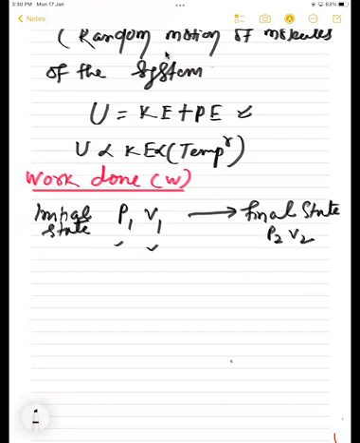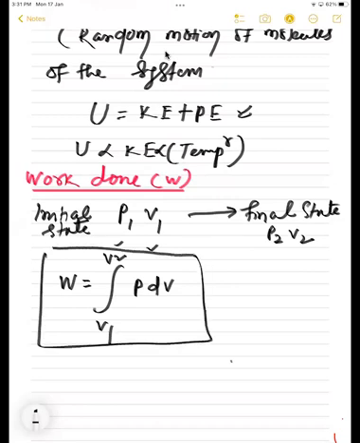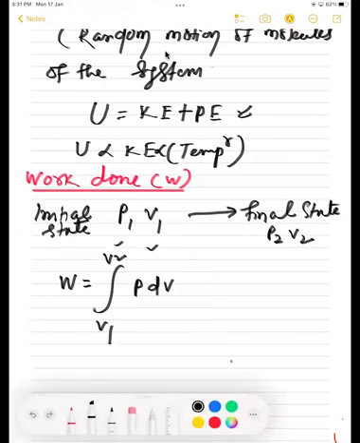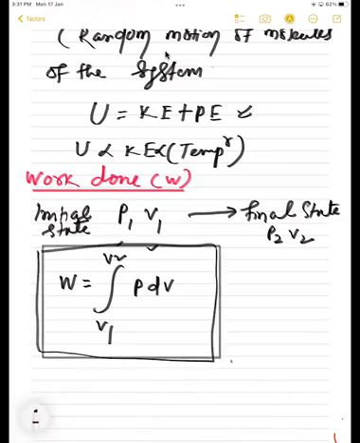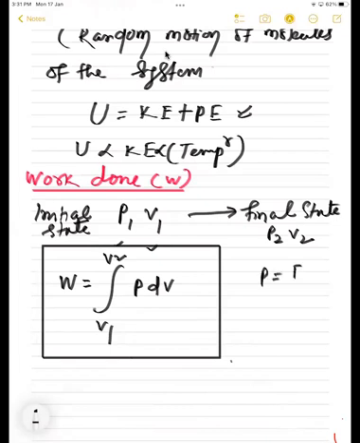The work done by the system on the surroundings is obtained by W equal to integral of P dV from V1 to V2. You can also prove this: how pressure multiplied with volume will be work. Students, can you prove it? What is pressure? Pressure is equal to force by area. And I'm multiplying force by area into volume. Volume means area into some length, so area cancels. So that is force into displacement, which is work.